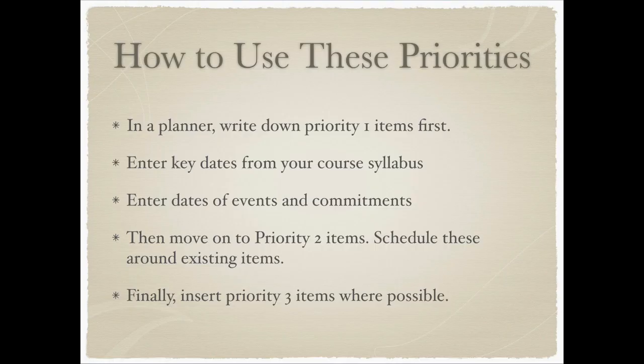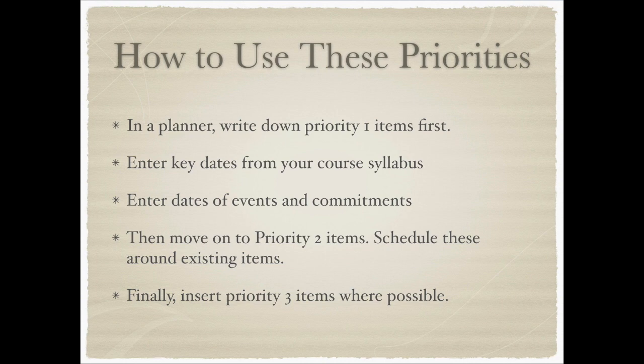So consider all of that. Use these priorities in a planner. Write down priority 1 items first. So you might want to get key dates from your courses, from your syllabus, from your schedule of activities. Put these on a planner. Enter the dates of events and commitments. For example, maybe a relative's birthday party, a friend's birthday party. You have places that you have to go at a certain day and time, and those relationships have value to you. So those are priority 1 items.